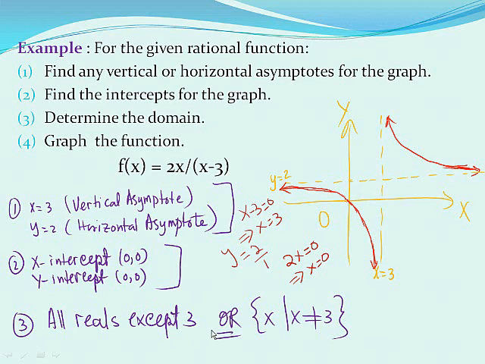Graph the function. The graph looks like this. x equal to 3, that is the vertical asymptote. y is equal to 2, that is the horizontal asymptote. And (0, 0) is the x-intercept, and (0, 0) is the y-intercept.